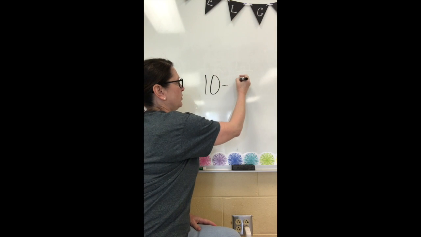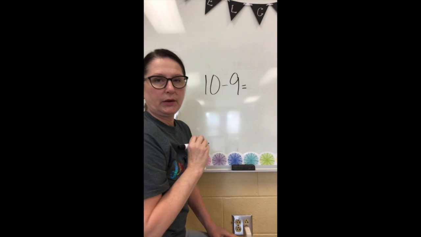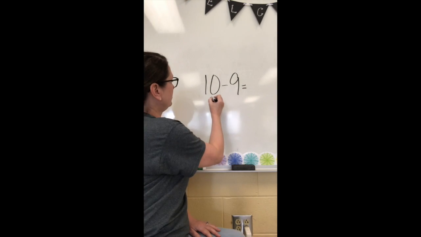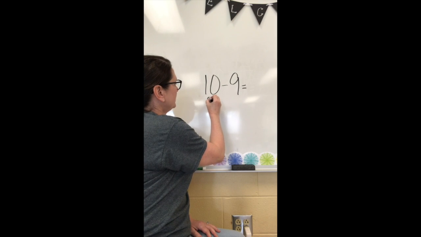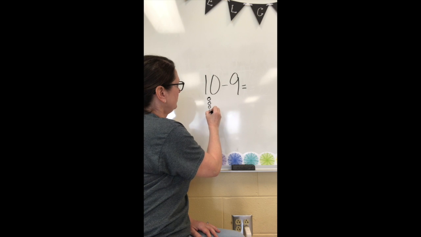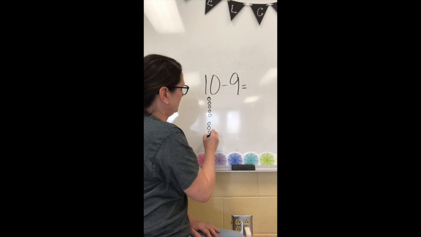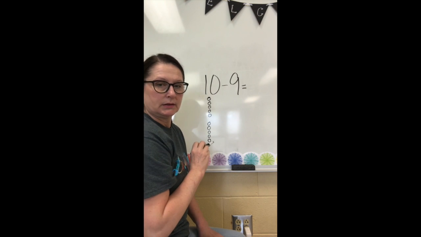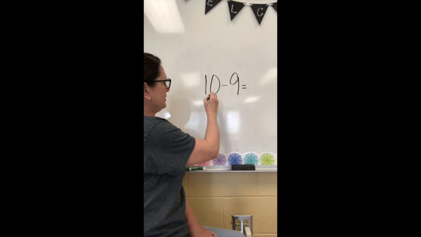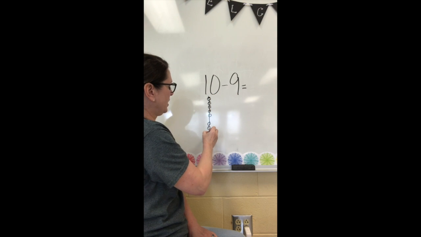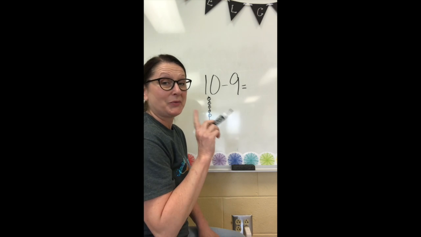First I'm going to put this equation up here, 10 minus 9 equals, okay? And I'm going to show you, I'm going to write a 10 in two sets of 5. So I'm going to say 1, 2, 3, 4, 5, 6, 7, 8, 9, 10. Okay? So this is 10. We're taking away 9. So I'm going to draw a line through 9 of these. And how many do I have left? That's right. We have 1 left.